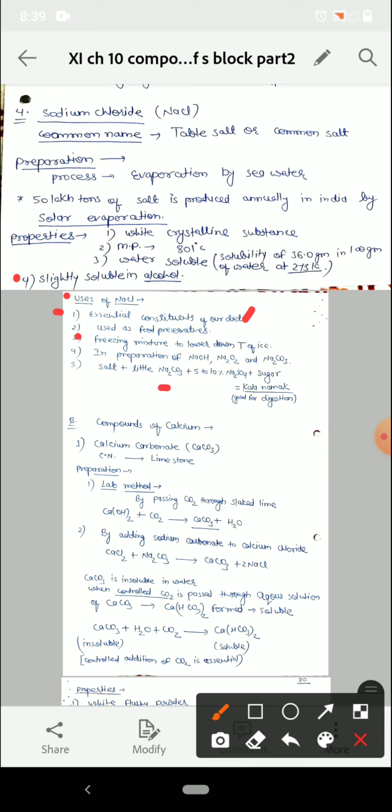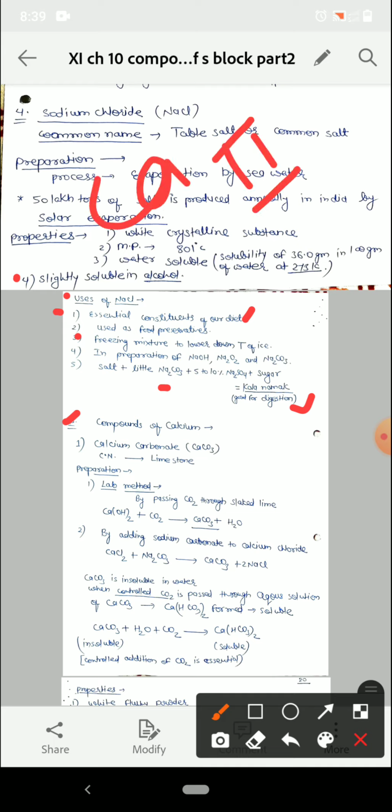Salt plus a little amount of Na2CO3 plus 5 to 10% Na2SO4 plus sugar is called kala namak. It is good for digestion. You know what kala namak is. Okay. Now the compounds of calcium. After sodium, we will study the compounds of calcium, and calcium is a member of group 2.